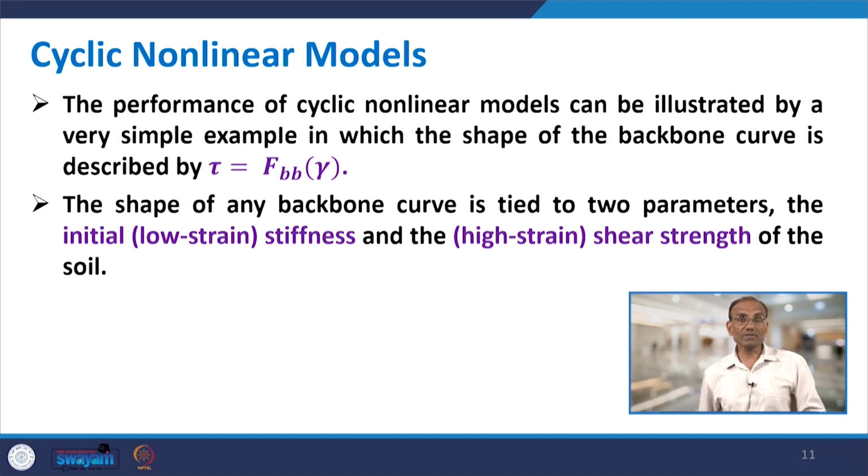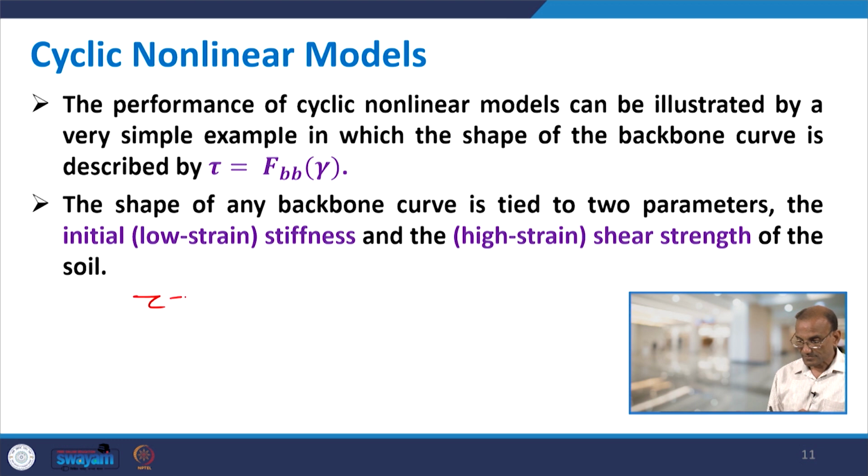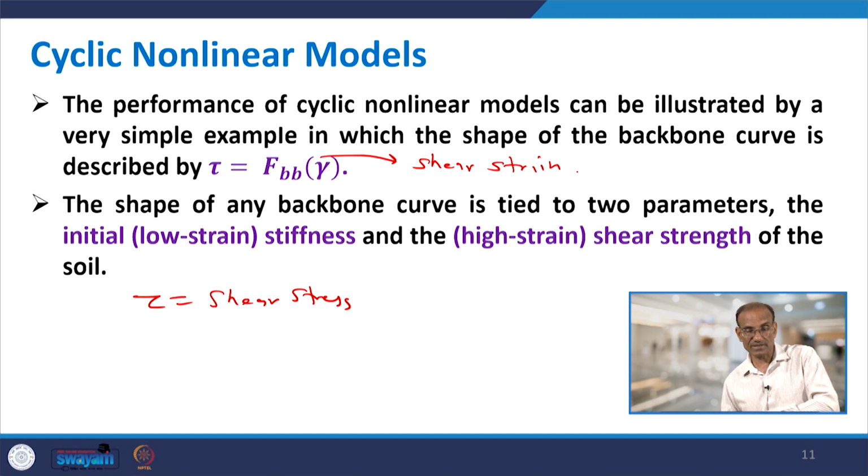The performance of cyclic nonlinear models can be illustrated by a very simple example in which the shape of the backbone curve is described by a simple relation, tau equal to F_BB of gamma, where tau is shear stress and F_BB of gamma is a function of shear strain, gamma. So, it says the shear stress will be a function of strain, which is logical also.